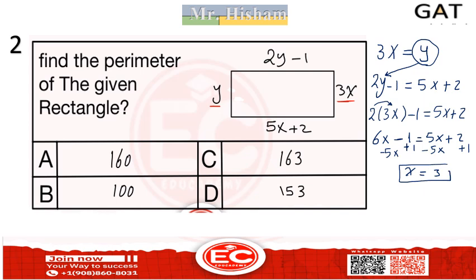It means that this side is 3 by 3, which is equal to 9, and y is equal to 9. And this side is 5 by 3, 15 plus 2, 17. And this side 2 multiplied by 9 minus 1 is also 17. So the perimeter of this rectangle is equal to 9 plus 9 plus 17 plus 17, which is equal to 52. Unfortunately, 52 is not one of the choices.